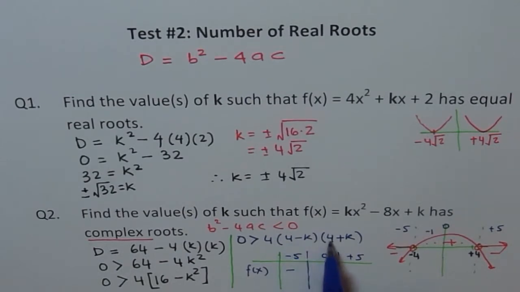Which is positive. And 4 minus 1 is also positive. So it remains positive. Do you see that? If you try plus 1, then 4 minus 1 is 3 and 4 plus 1 is 5, even then it is positive. Is it okay?